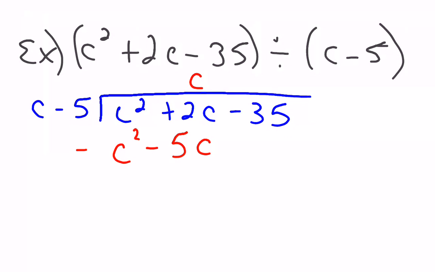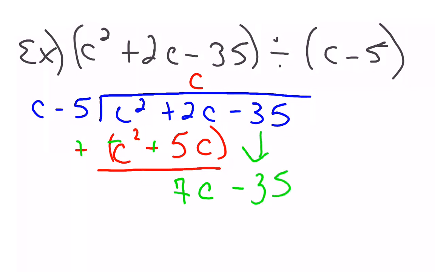The next thing we do is subtract. Remember, we're subtracting entire polynomials, so we have to be aware, and in this case you can change it to plus, but change the signs. So c squared minus c squared is 0. 2c plus 5c is 7c, and we bring down the next term. And we do the steps all over again.